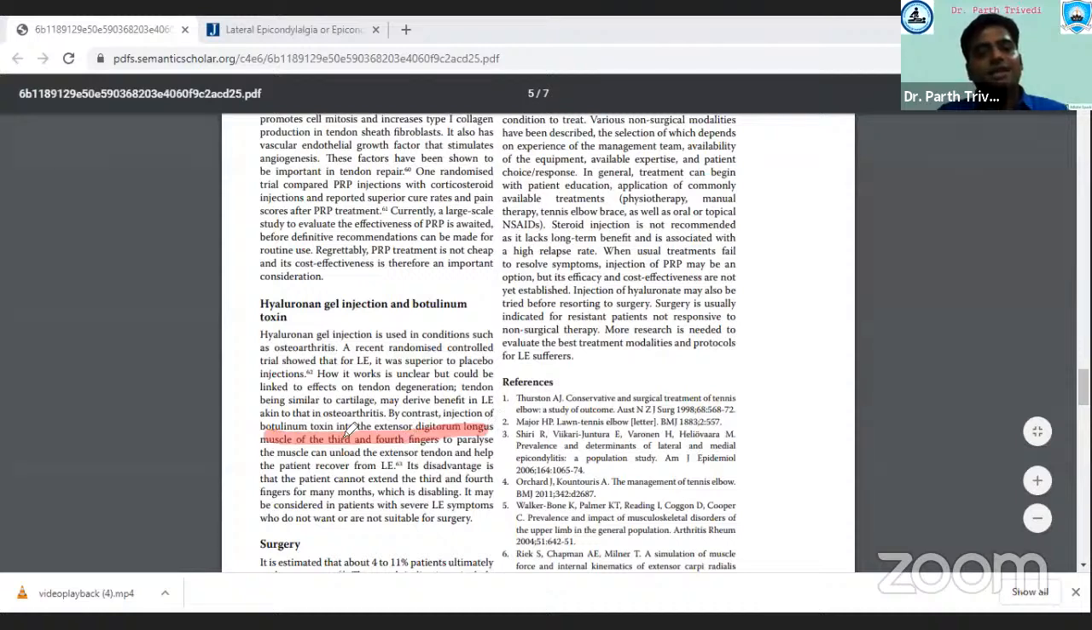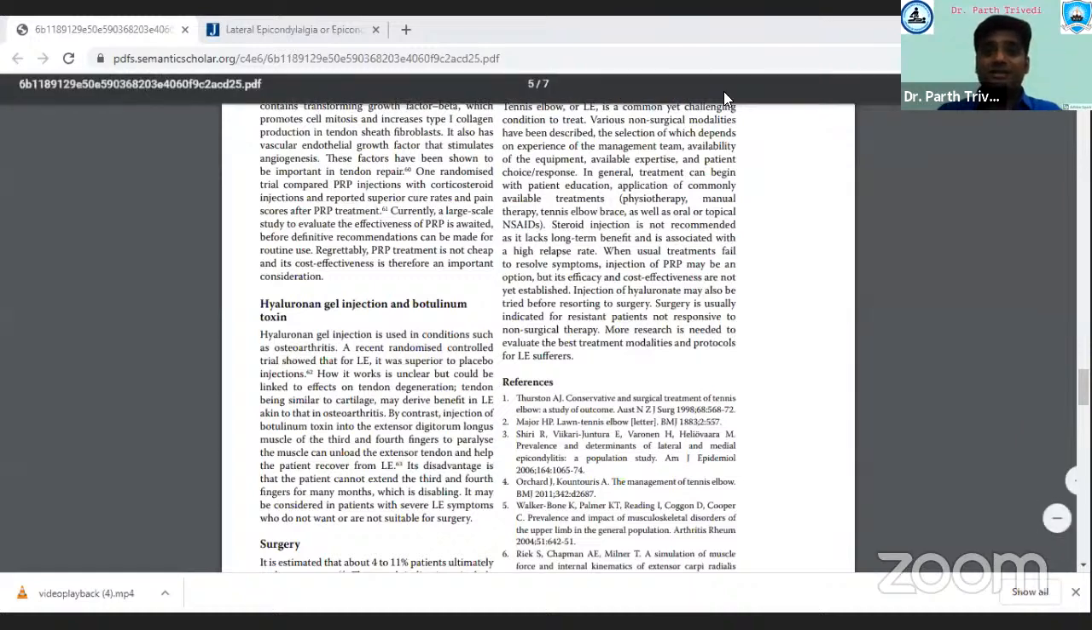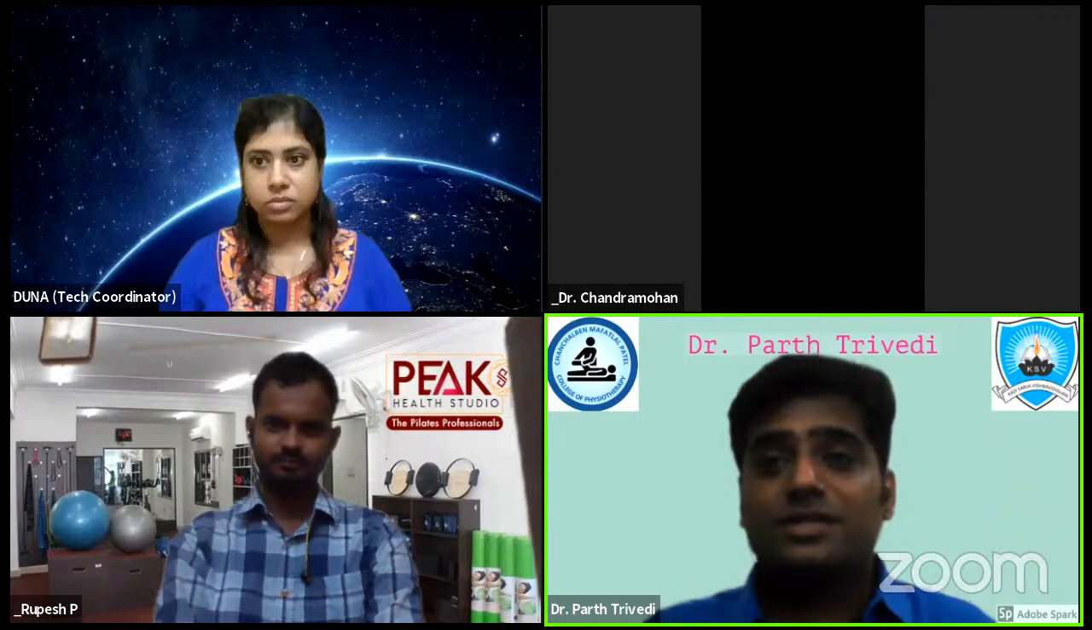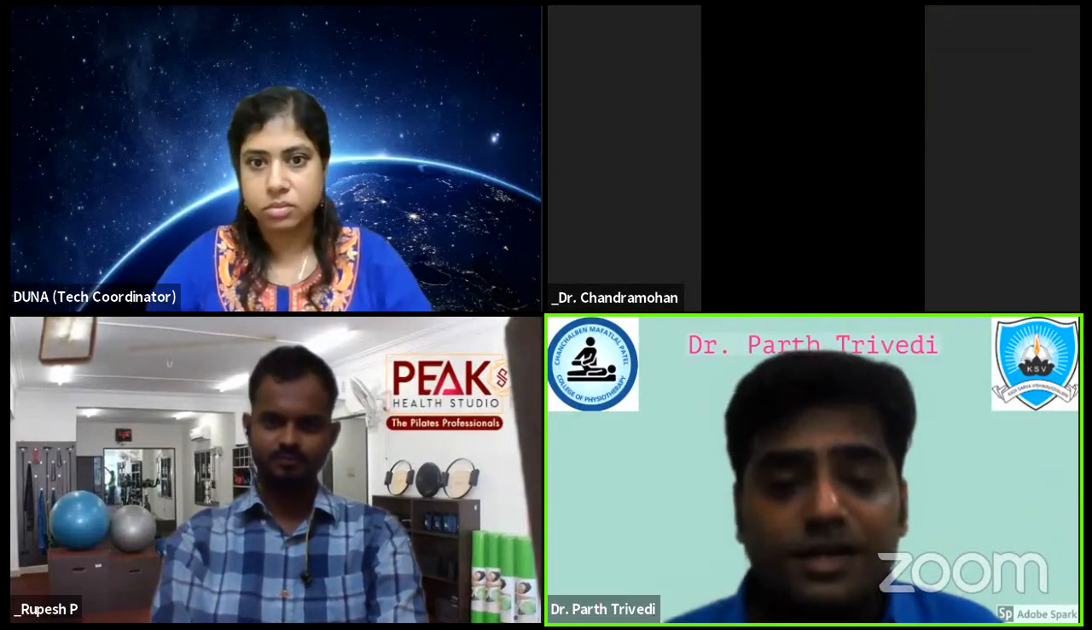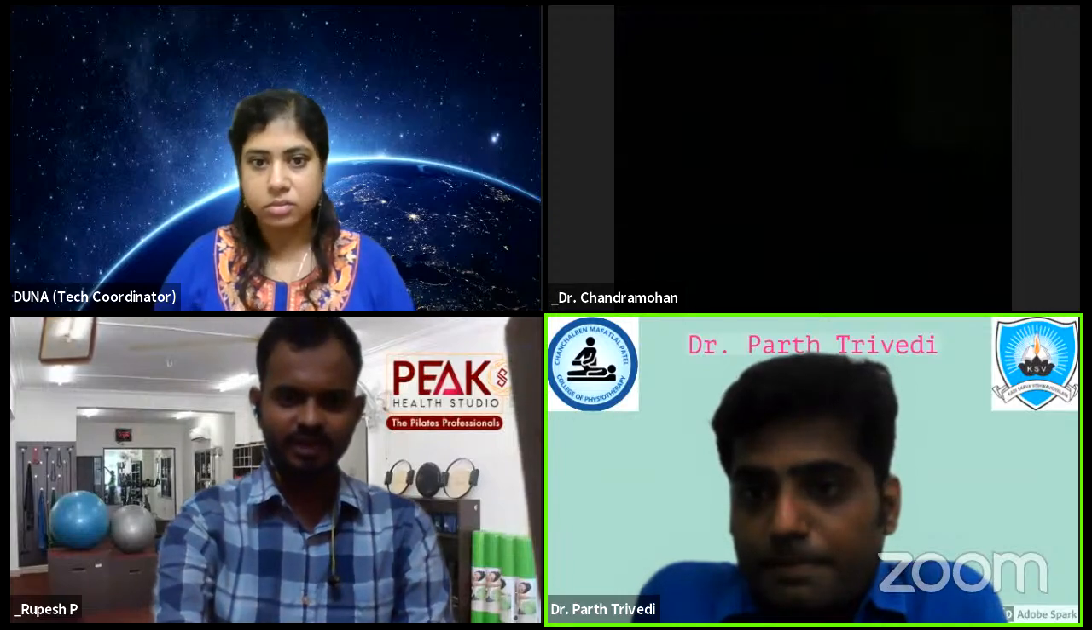Botulinum toxin in the extensor digitorum muscle paralyzes the muscle for the third and fourth fingers, and so the extensor tendon is rested and helps the patient to recover from LE. So basically, it helps in reduction of pain and movement. So an immobilizing component is used in Botox, but it is still at a prima facie stage. It is highly discouraged currently because there is not much significant evidence available for this.